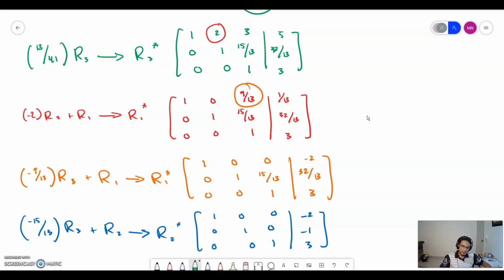So we have finished when the left side of the matrix has become an identity matrix. So now we mentioned that x equal to -2, y equal to -1, and z equal to 3. So now the answer is the same as the inverse matrix process.